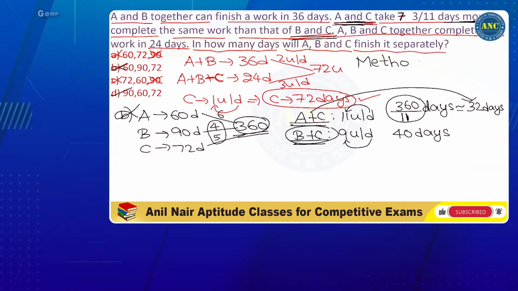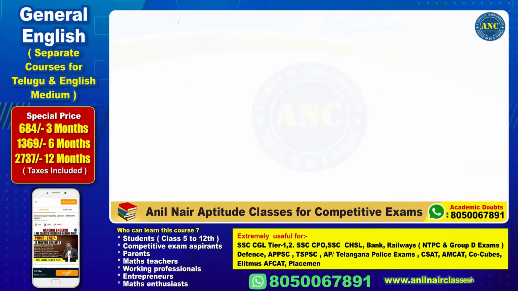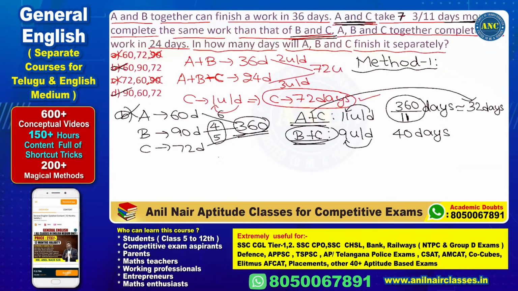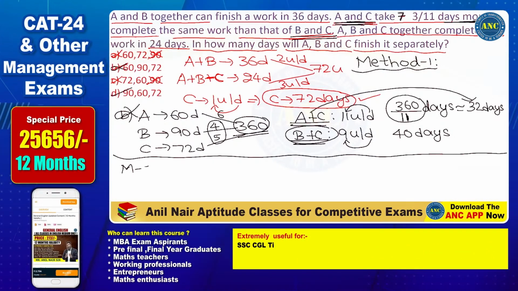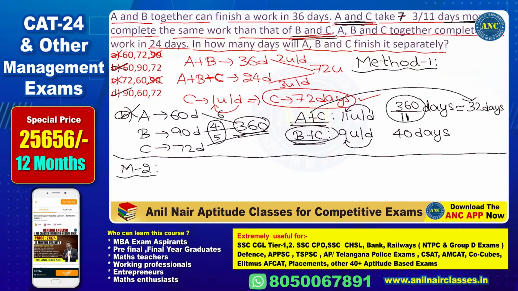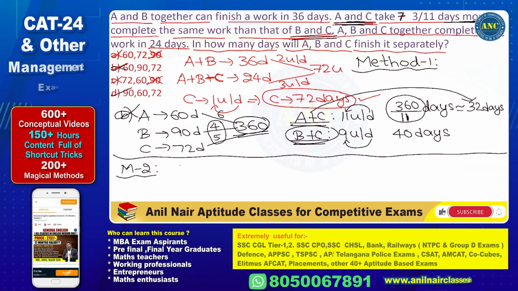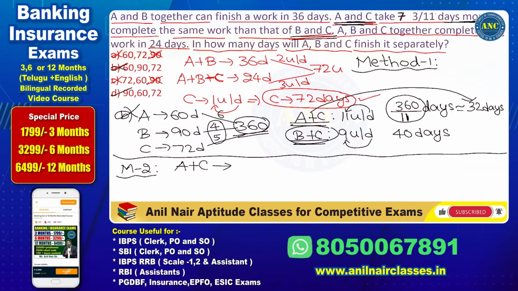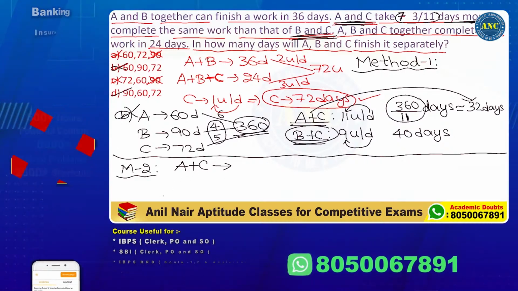Now, although this method is a wonderful method, I will also teach you method 2. Let me write it on the same screen if possible so that I don't need to keep on coming back again and again. Method 2, I will write it here itself. Now, see here, think logically once again. It is given that A and C will take 7 3 by 11 days more than B and C.